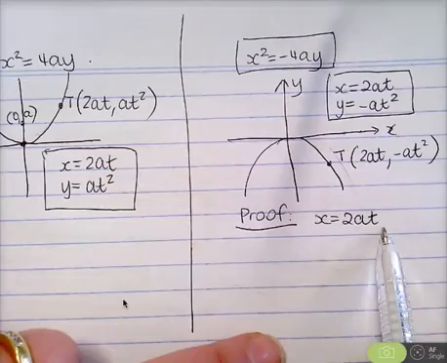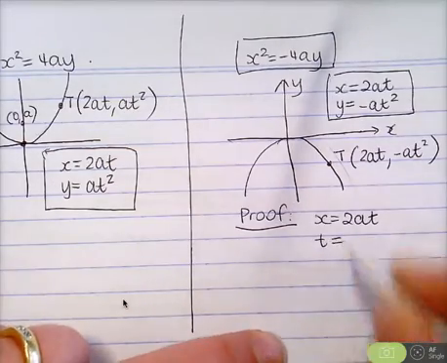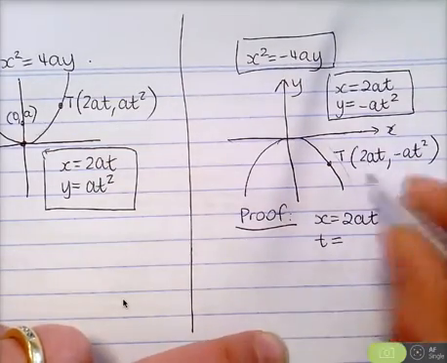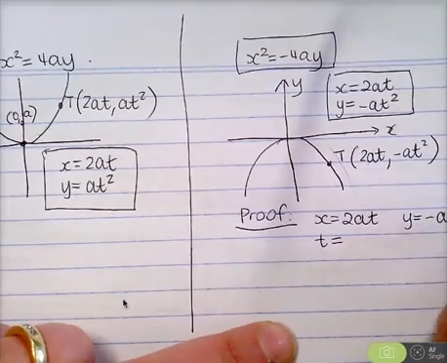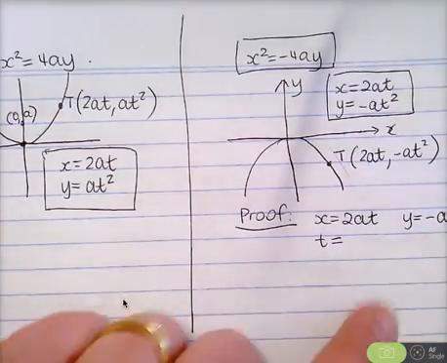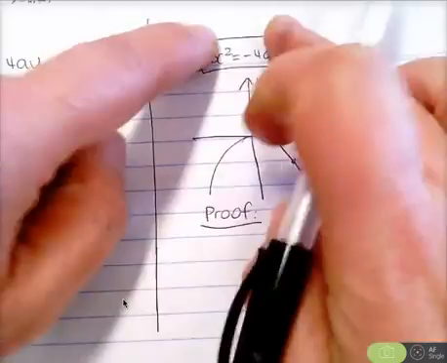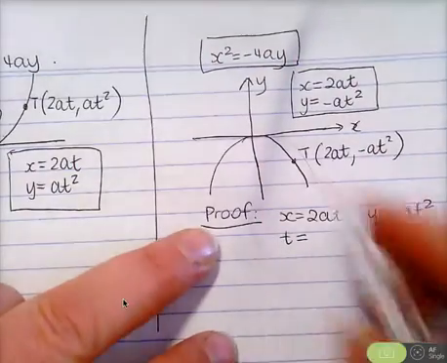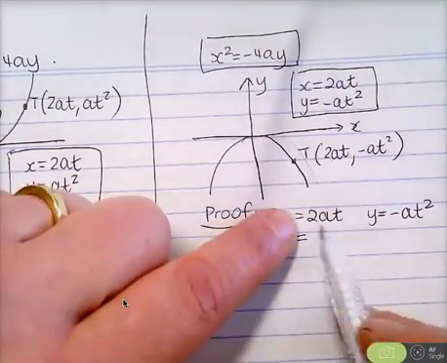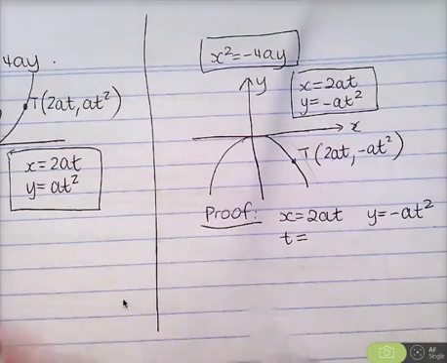So x is 2at, right? If you've got that, x is 2at, y is minus at squared, we want to show that we actually get that parabola up there, that's all. So not a proof, basically I'm going from parametric equation to Cartesian.